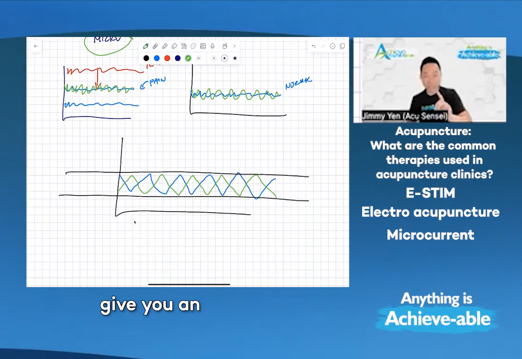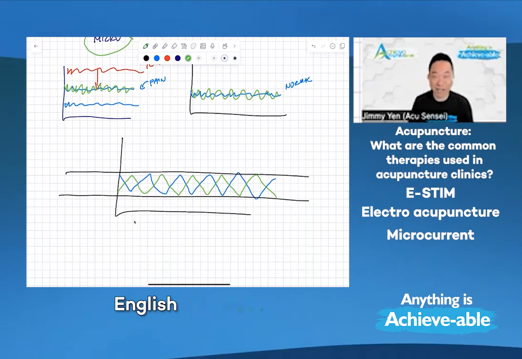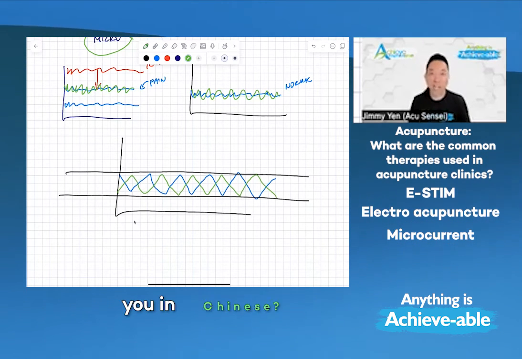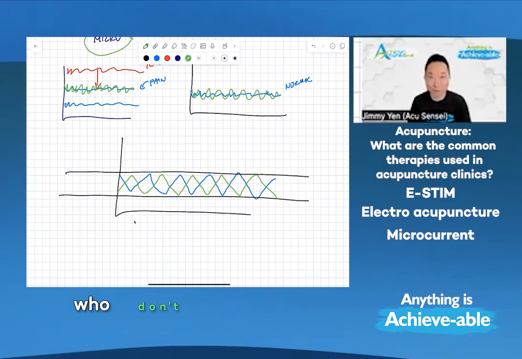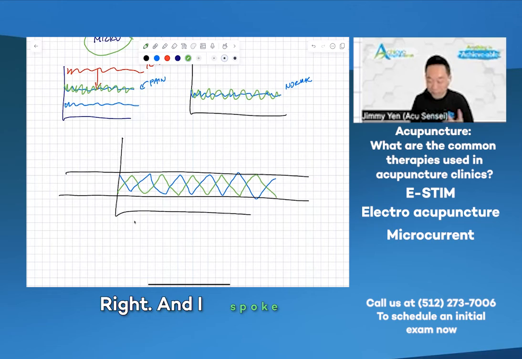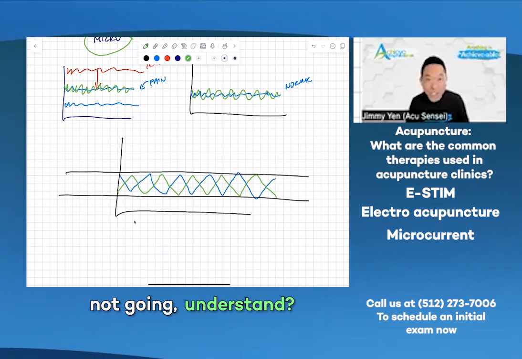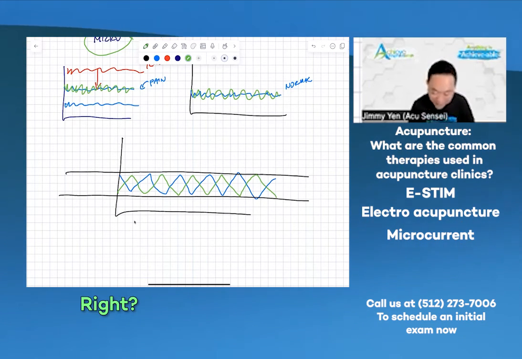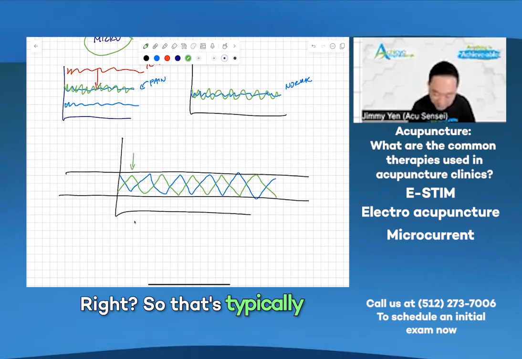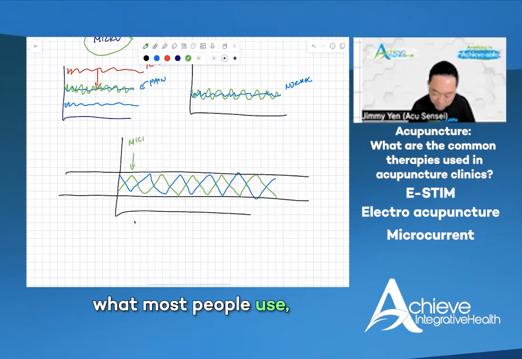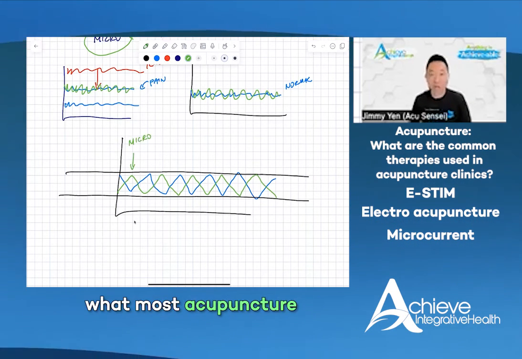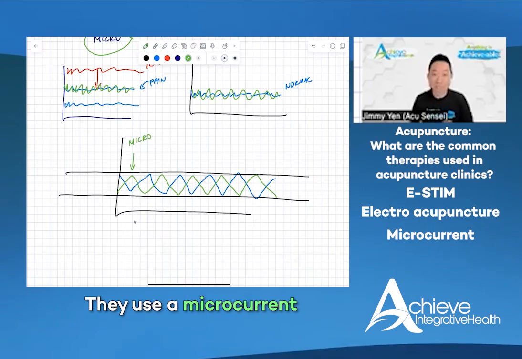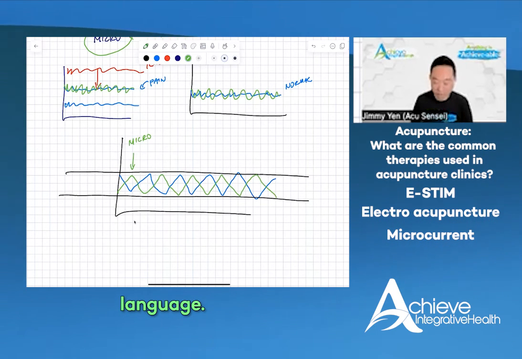Let me give you an example. It's like I'm speaking English right now, but what if I spoke to you in Chinese, for those of you who don't speak Mandarin? You're not going to understand, and if you don't understand, then you're not going to receive the message, right? That's typically what most people use. Most acupuncture clinics use a microcurrent that speaks a different language.